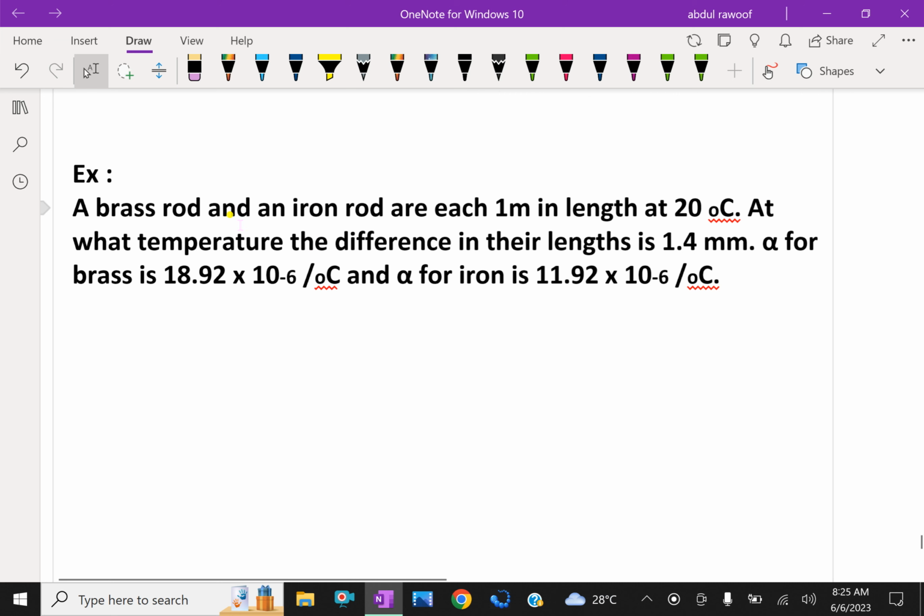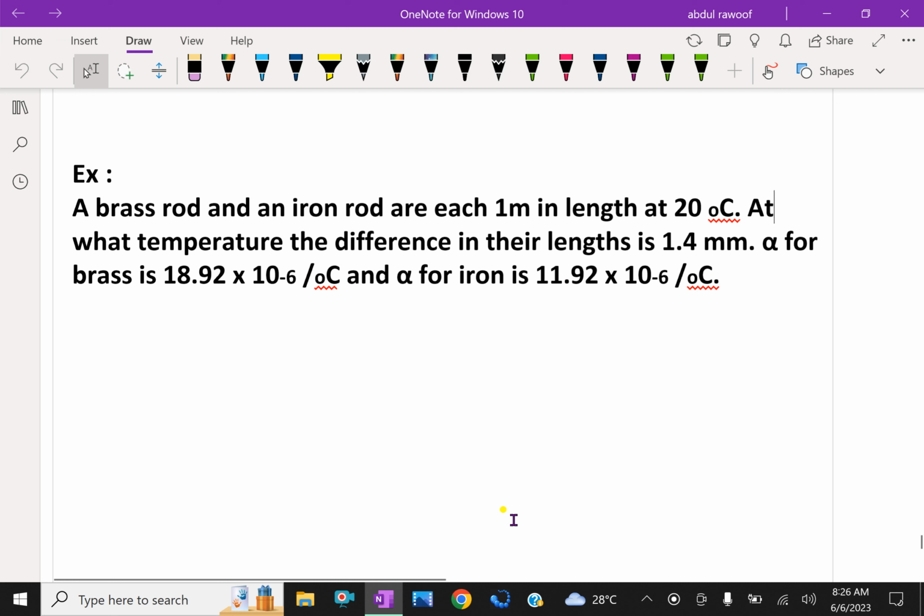Next question. A brass rod and an iron rod are each 1 meter in length at 20 degrees Celsius. At what temperature is the difference in their length 1.4 mm? Alpha for brass is 18.92 into 10 raised to minus 6 per degree Celsius, and alpha for iron is 11.92 into 10 power minus 6 per degree Celsius.